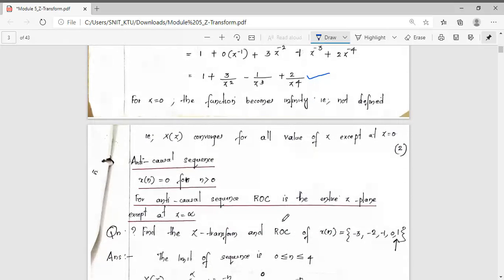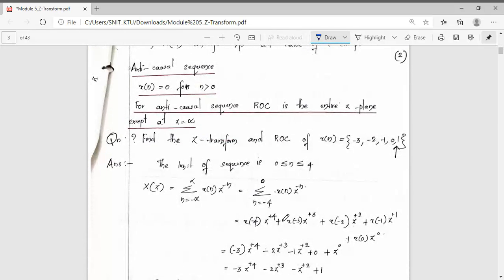Okay, so now let's consider an anticausal sequence. What is the speciality of an anticausal sequence? For an anticausal sequence, x of n is equal to 0 for n greater than 0. And for an anticausal sequence, the ROC is the entire z plane except z equal to infinity. So in case of a causal sequence, the ROC is the entire z plane except z equal to 0. Here in case of an anticausal sequence, the ROC is the entire z plane except z equal to infinity.